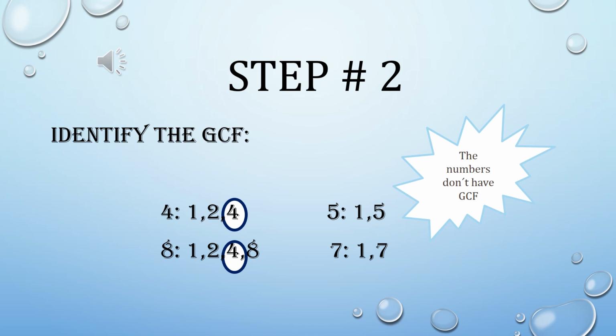Some of your examples will have greatest common factors for the two opposite numbers, only for one, or some of them will have none.